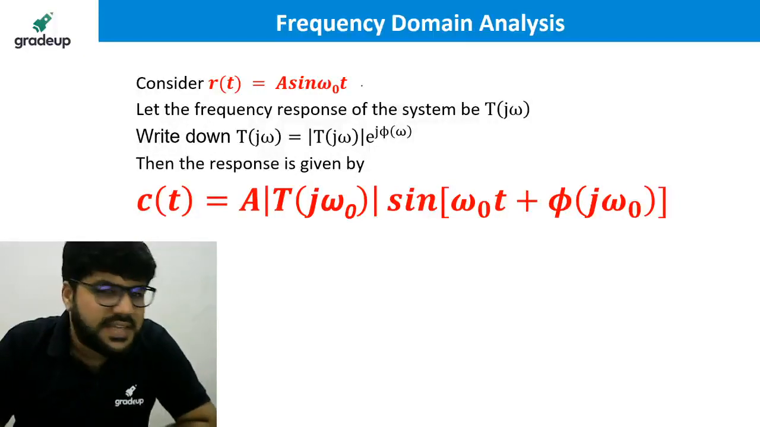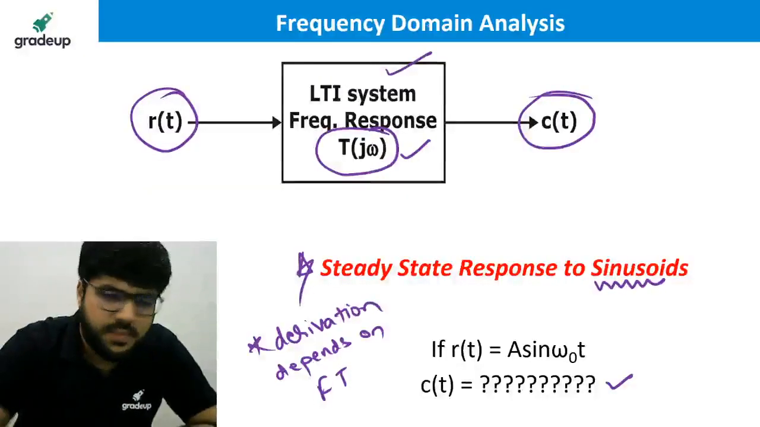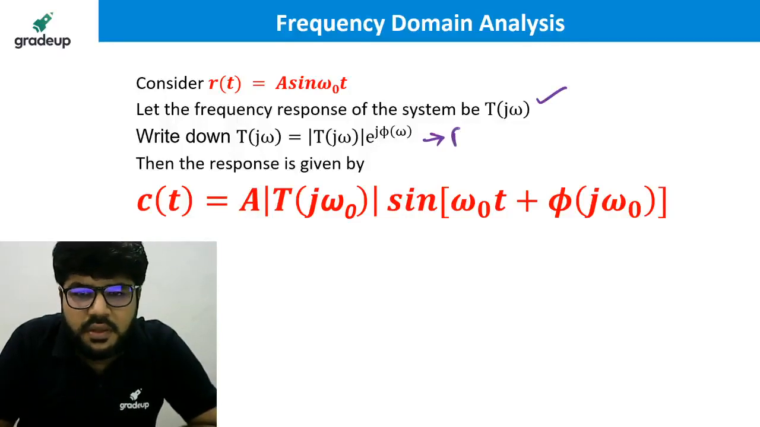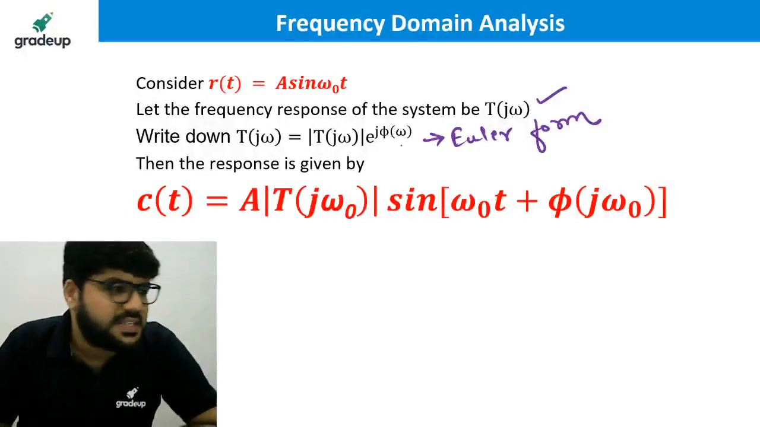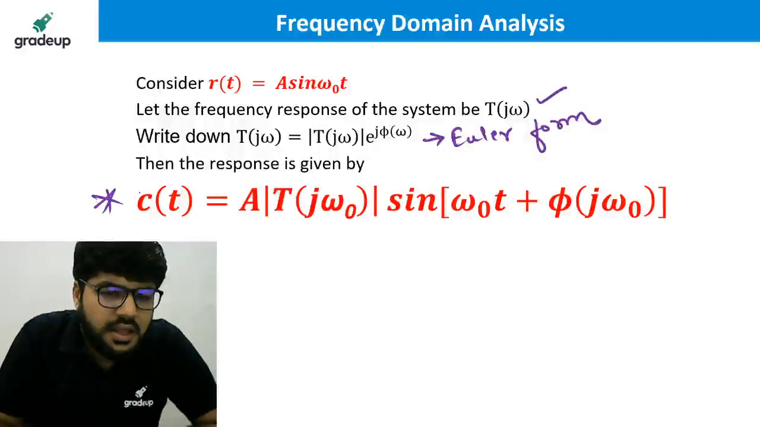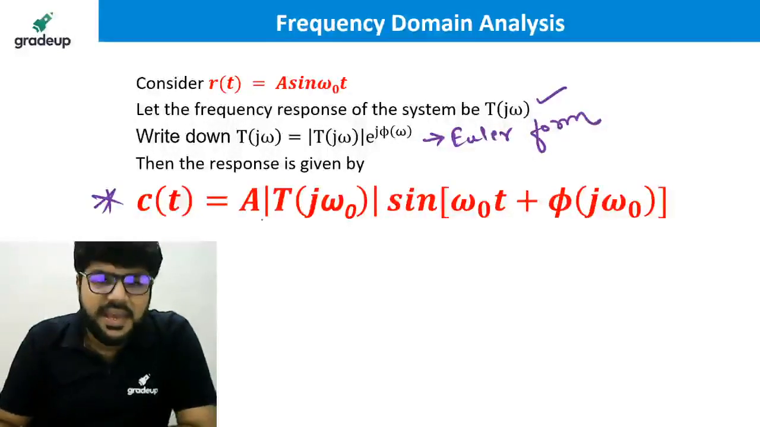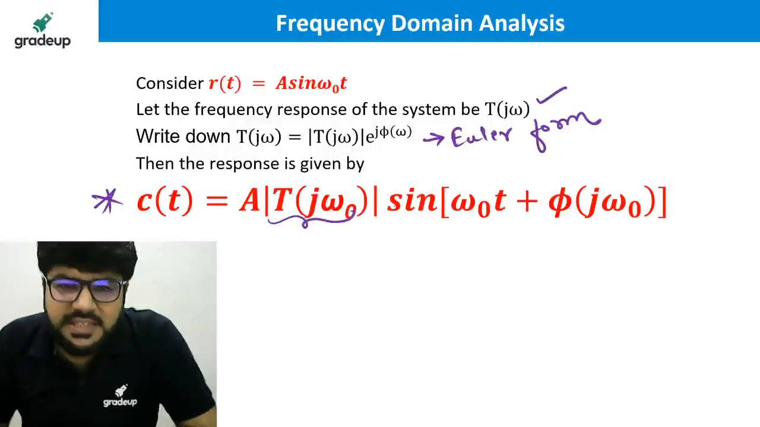r(t) is equal to A sin omega naught t, and let the frequency response of the system, as I have mentioned here, be T(j omega). We can write the frequency response of a system as mod of T(j omega) e power j phi(omega), the complex Euler form. Then the response of the system to the sinusoidal input is given by the formula A mod of T(j omega naught) sin of omega naught t plus phi(j omega naught).